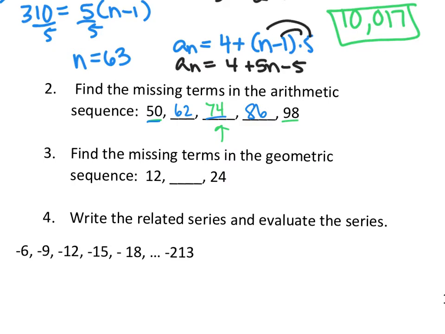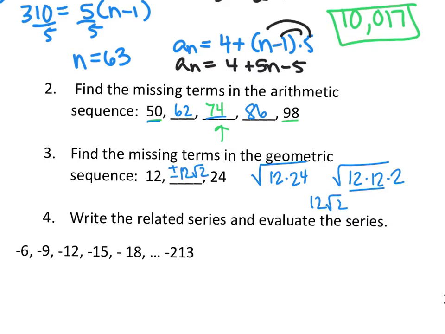Number 3, find the missing terms in the geometric sequence. So to do that, you do the square root of 12 times 24. Okay, so I'm going to break that down. This is the square root of 12 times 2, which is 12 root 2. That's the quickest way to break it down. So this is going to be plus or minus 12 root 2.